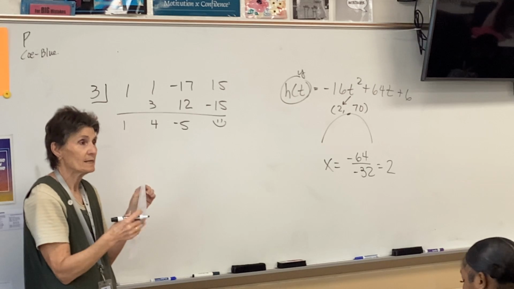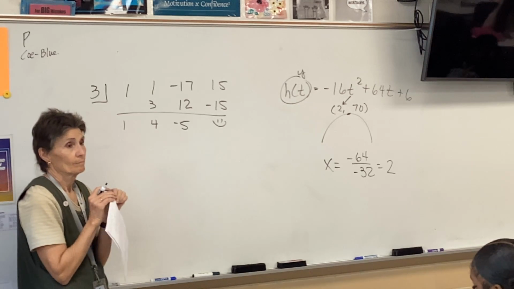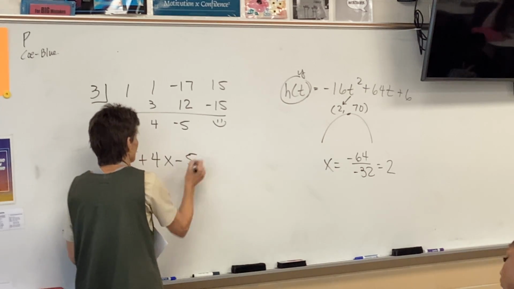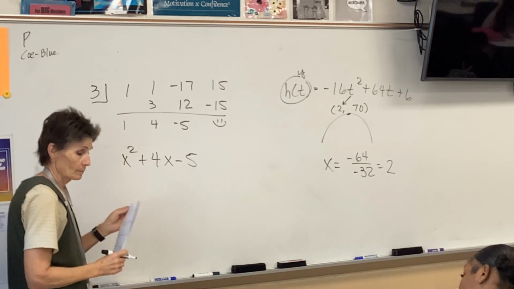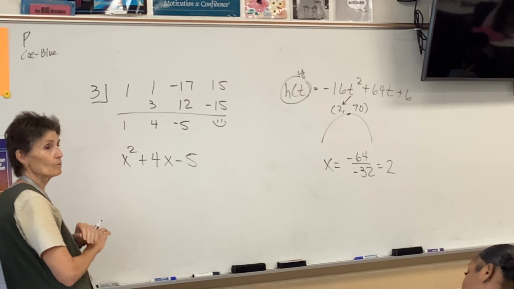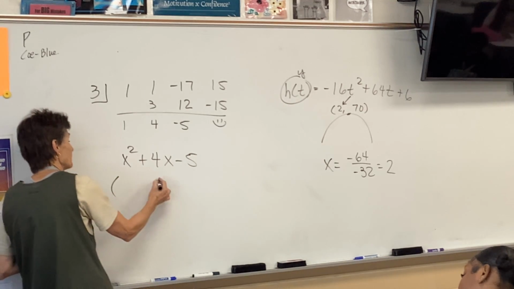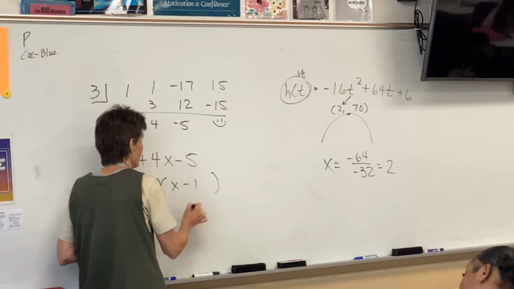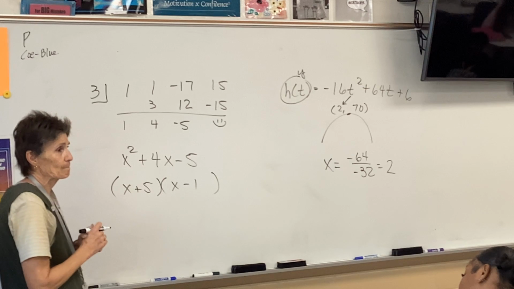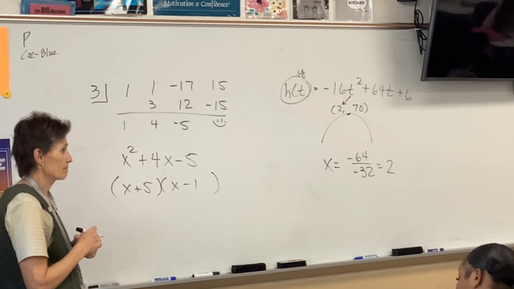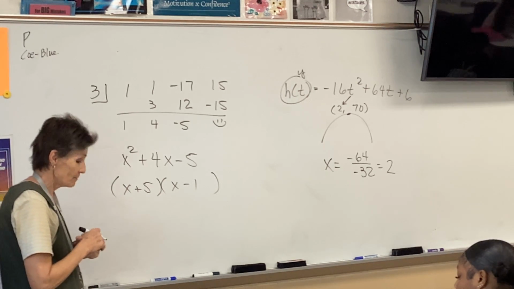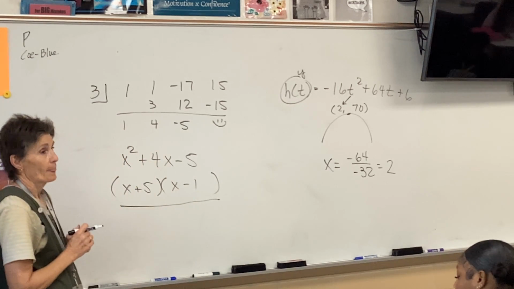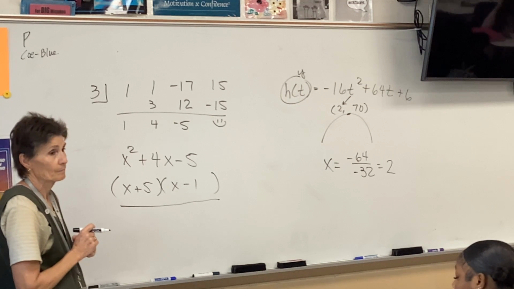Where do I go from here? Factor x squared plus 4x minus 5. Yep. Some of your factoring is atrocious. You guys gotta get in the habit of checking your factoring. This is gonna be plus 5 minus 1. The directions say find the other factors, there they are. That's it.